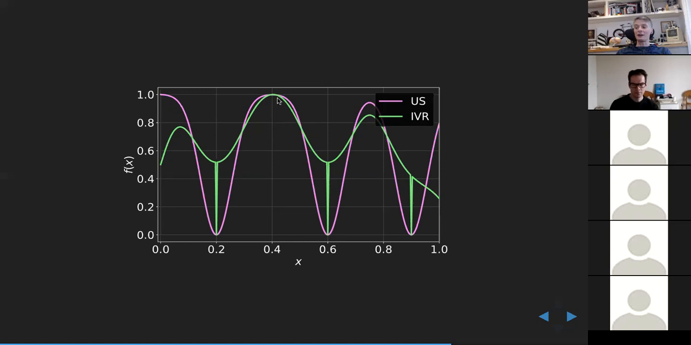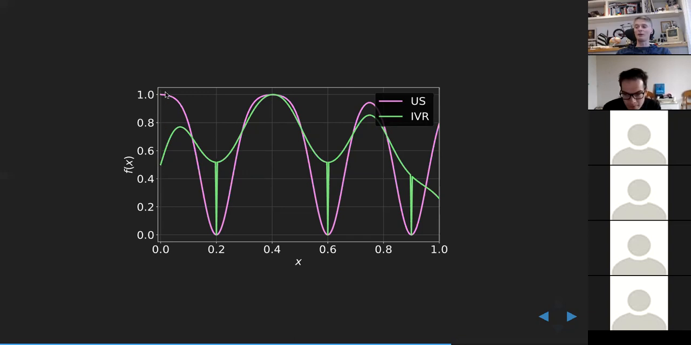Whereas the integrated variance reduction much prefers the 0.4 point, the acquisition at 0.4. So why is that? Well, because if you do acquire at 0.4 and you're looking at the integrated variance reduction, you're gaining information about the function on both sides. So there's more information to gain.